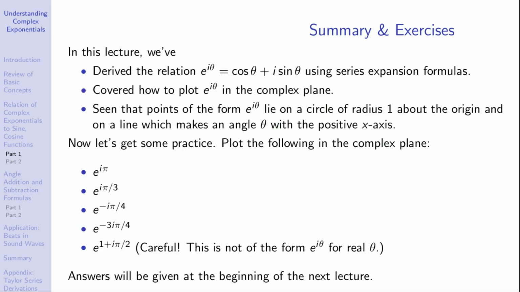Okay, finally, let's summarize and give some exercises for next time. So in this lecture, we've derived the relation e^(iθ) equals cosine θ plus i sine θ using series expansion formulas. We've also covered how to plot e^(iθ) in the complex plane, and we've seen that points of the form e^(iθ) lie on a circle of radius 1 about the origin and on a line which makes an angle θ with the positive x-axis.